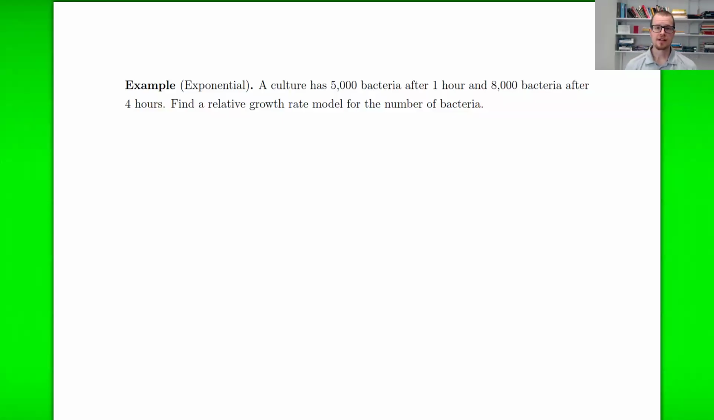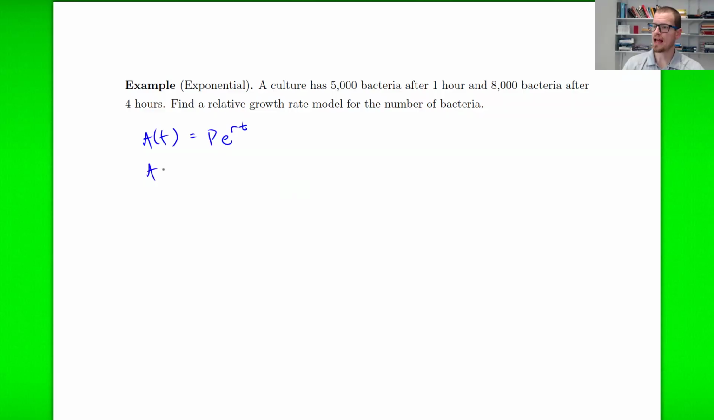Welcome. I'd like to take a look at an application example, culture growth. So we're going to create a relative growth rate model, but what we actually have is two pieces of information given that don't allow us to easily find the value of our growth rate. So again, a relative growth rate model would have A of t is equal to some initial amount times e raised to the rt.